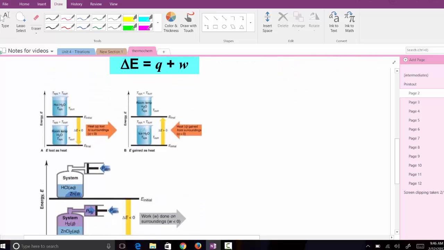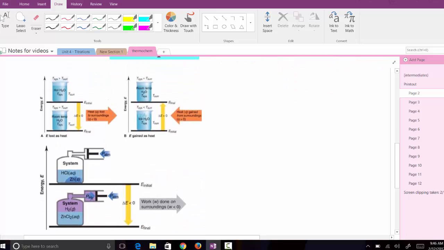So let's take a look. All right, so here we've got just some examples. In the first thing here, again, we are either adding heat to the system or removing heat from the system. And in this case, we have no work being done at all.